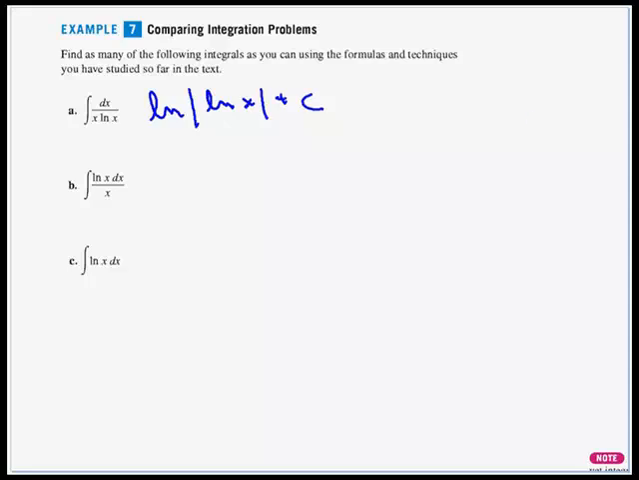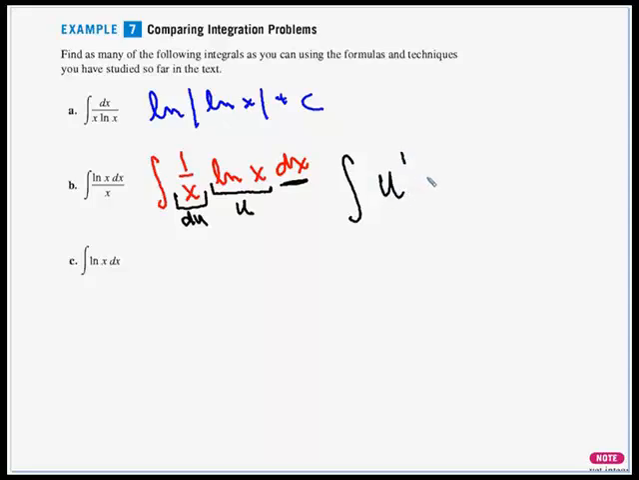Okay, let's see what we can do with letter B. Now that ln of x is in the numerator, I could drag this denominator x out as a 1 over x times ln of x dx. So it looks like here's an inner function, u. What's the derivative of the ln of x? 1 over x dx. So there is our du. So what we have is u to the first du.